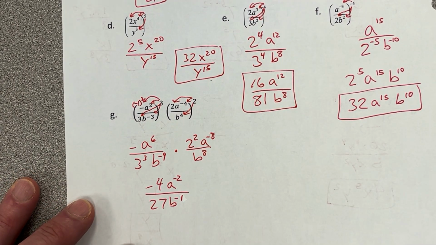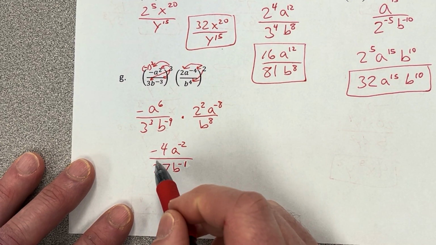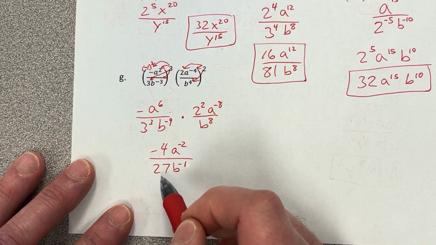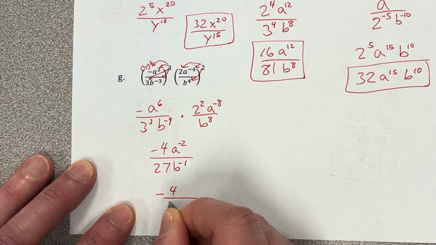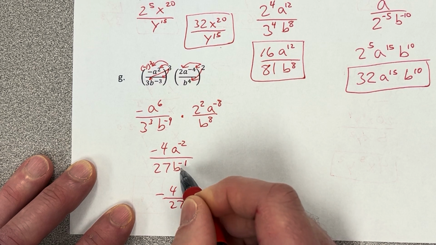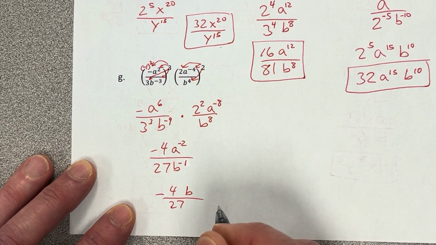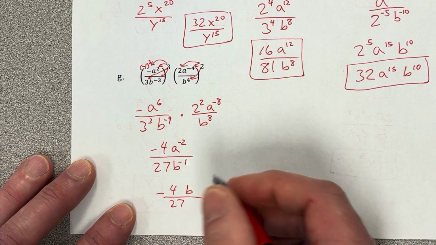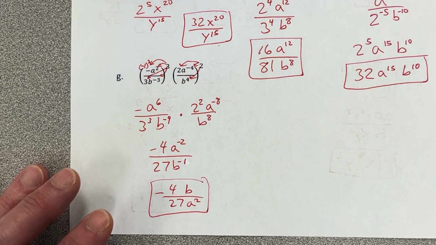Okay, and yeah, this doesn't reduce. Yeah, and you can check that in your calculator, but it doesn't reduce. So we're going to leave it as negative 4 over 27. But then the b is going to go up top, b to the 1st power, don't have to write it. And the a squared goes to the bottom, and we've defeated the boss of this level.